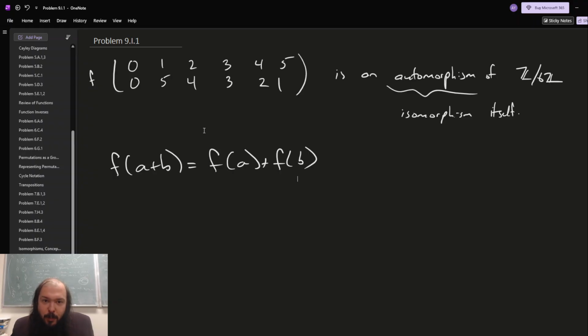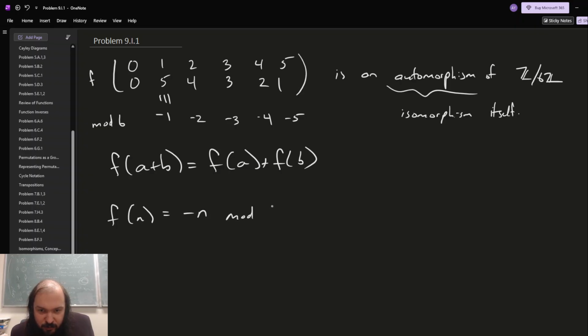But for this particular problem, I want to show you another way of thinking that's very helpful. The key is that mod 6, 5 is the same thing as negative 1, right? Because negative 1 plus 6 makes 5. 4, on the other hand, is 1 less. So that's minus 2, minus 3, and so on. Are we picking up what I'm putting down here? That mod 6, f can be thought of as f of n equals minus n mod 6.